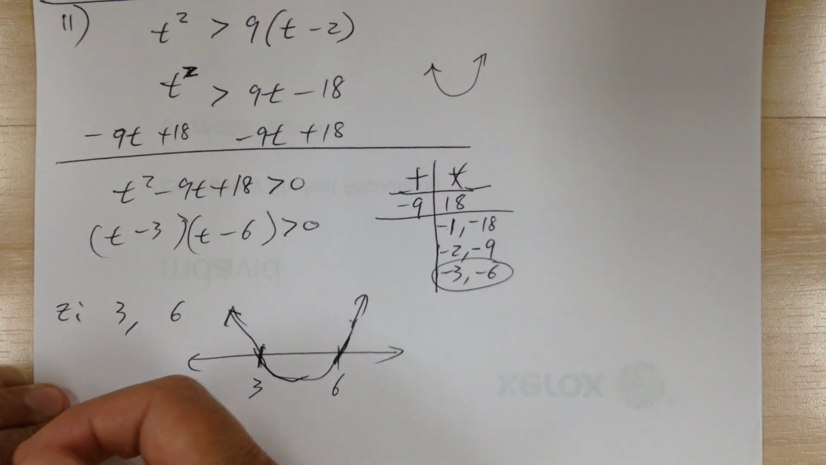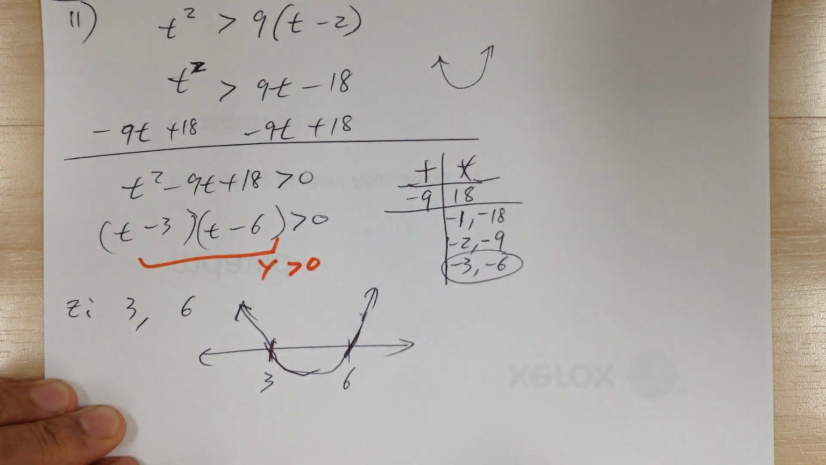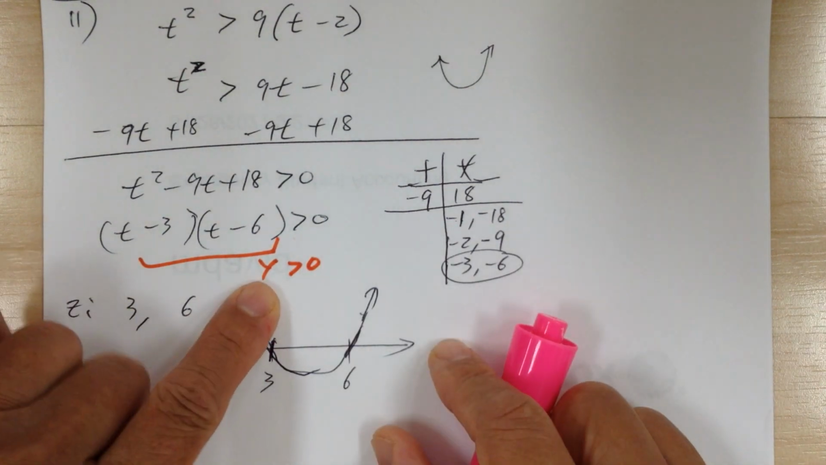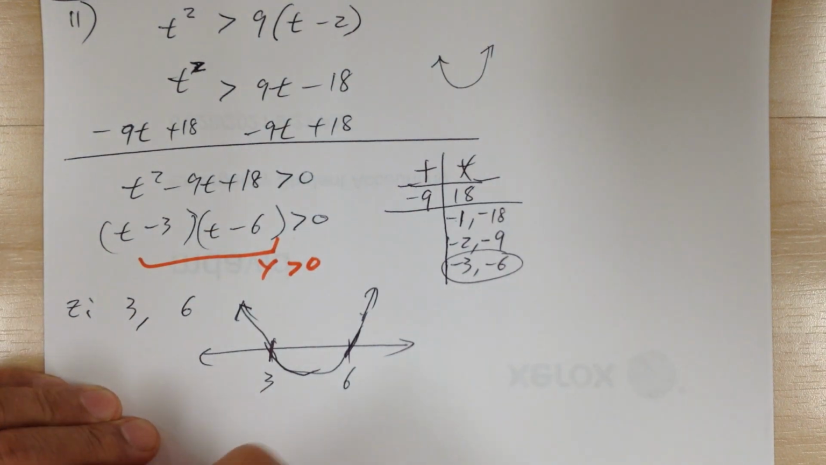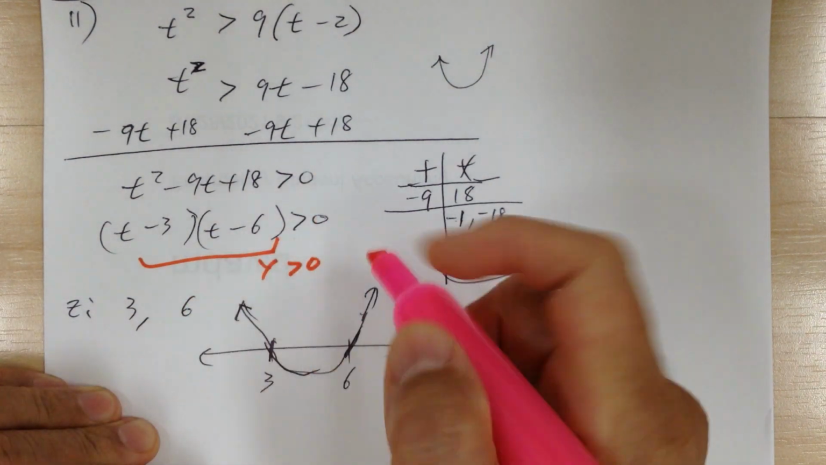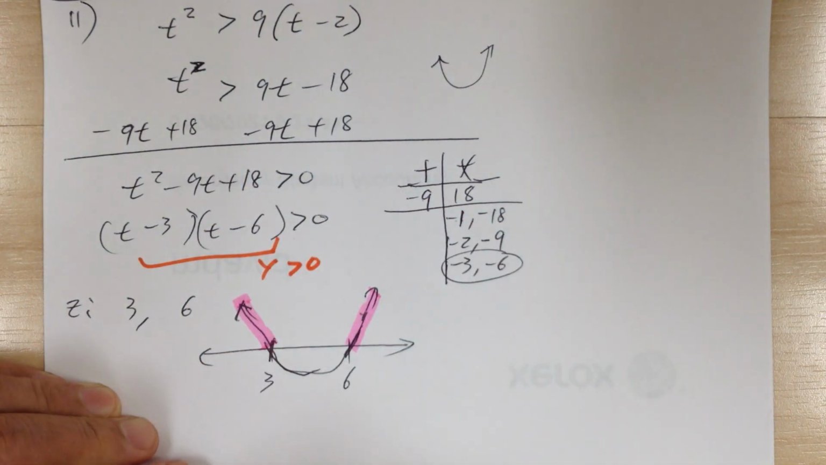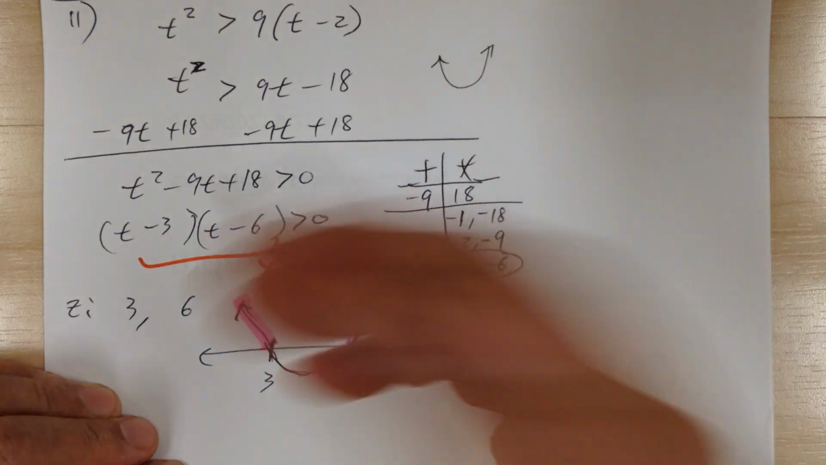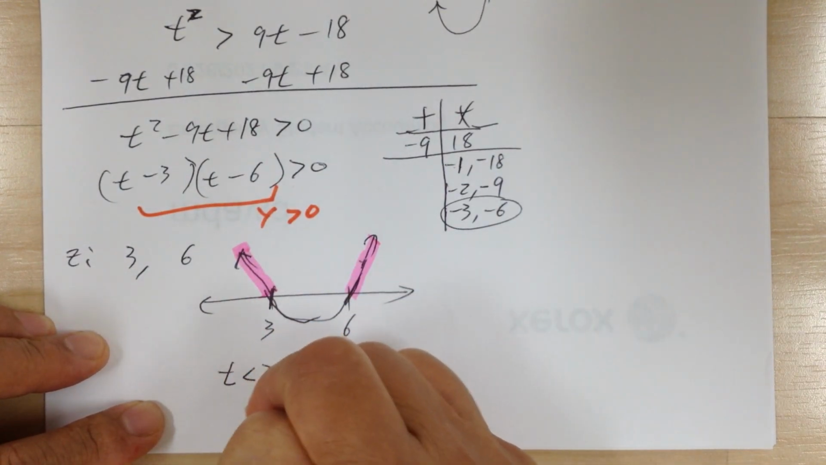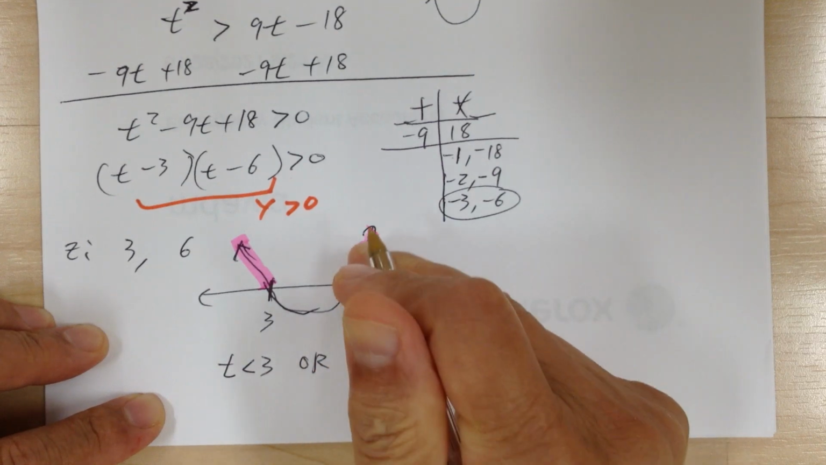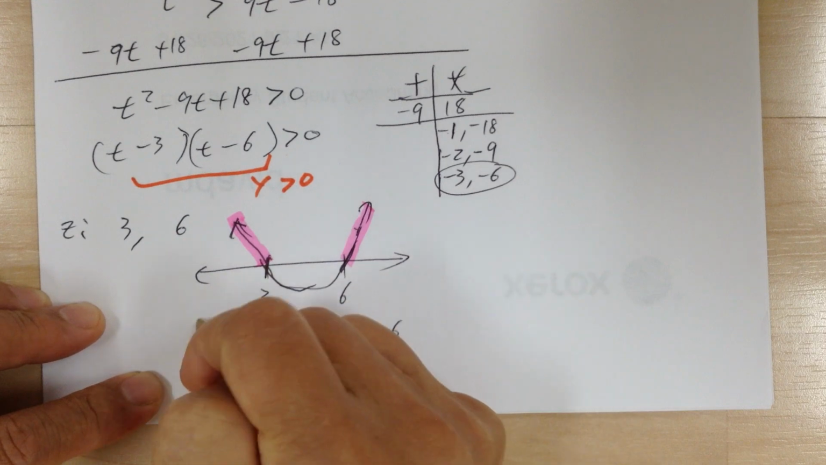Okay, so again, you're looking for y greater than 0, right? That's what you're looking for. Remember, y is a function of x, or the t, or whatever other function you're using. So you're looking for greater than 0, so you're looking for the upper part of the graph. Now you have to switch back. For this upper part, this is when t is less than 3, or this part over here, t is greater than 6.